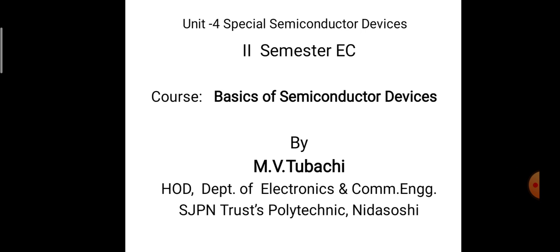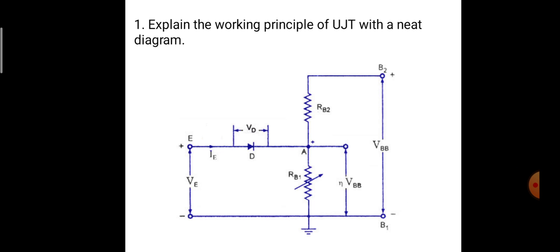Second semester Electronics and Communication Engineering course Basics of Semiconductor Devices, Unit 4 Special Semiconductor Devices. Now we are discussing the question paper questions along with answers. First question, explain the working principle of UJT with a neat diagram.